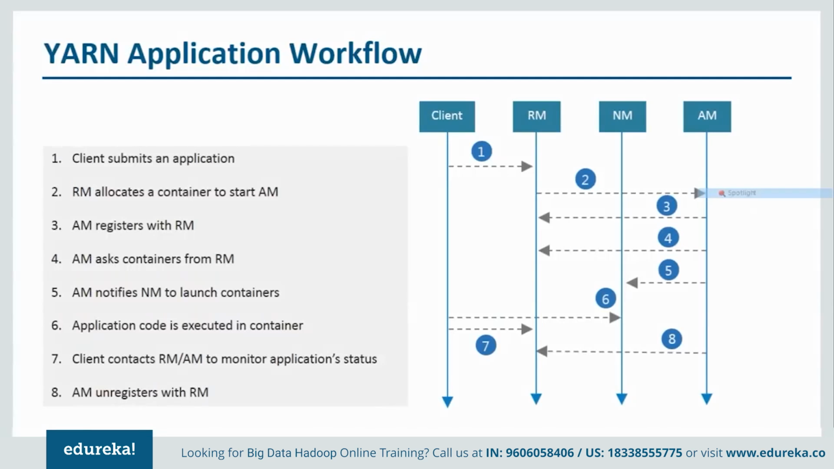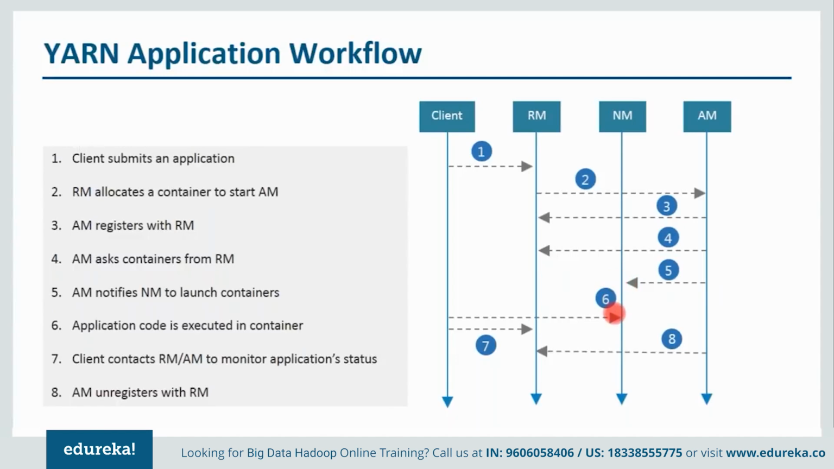So first, the client submits an application to the resource manager. Then the resource manager allocates the container and starts the application master. Then the application master registers the container with the resource manager. Second, the application master asks for the containers from the resource manager. Moving ahead, the application master notifies the node manager to launch containers.